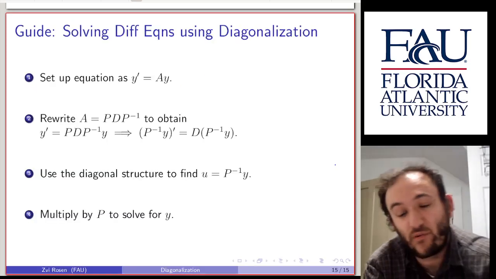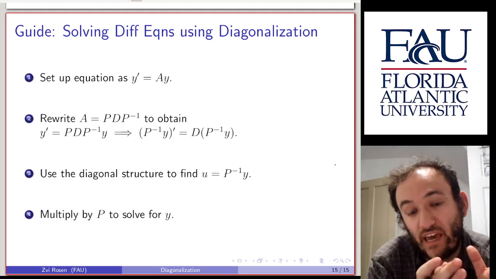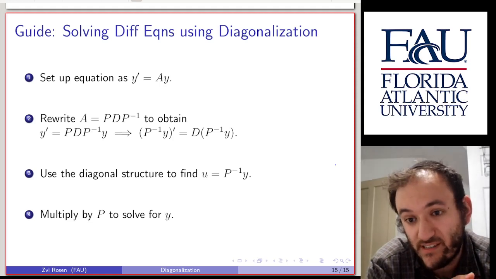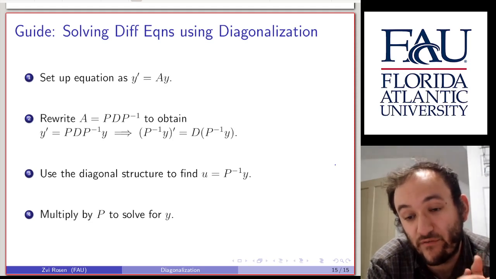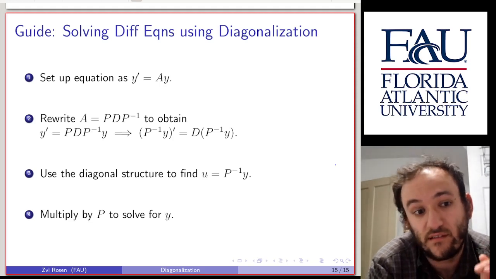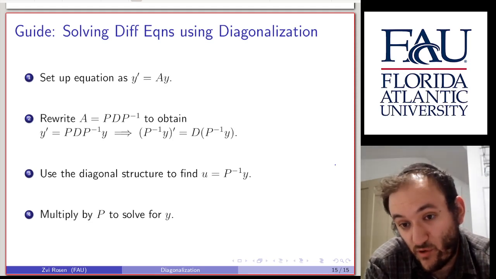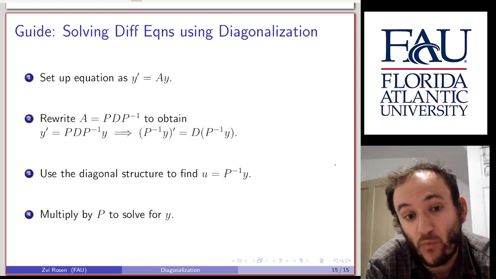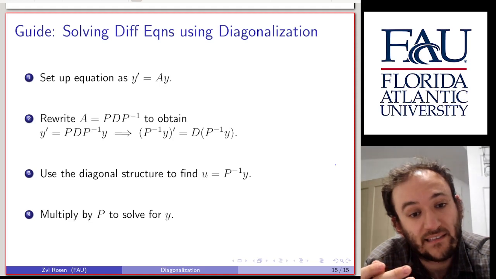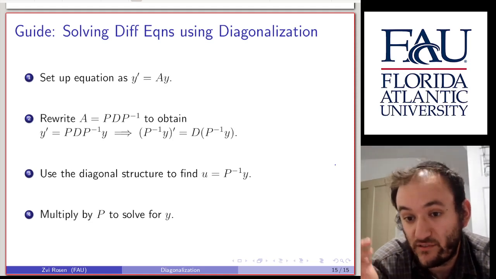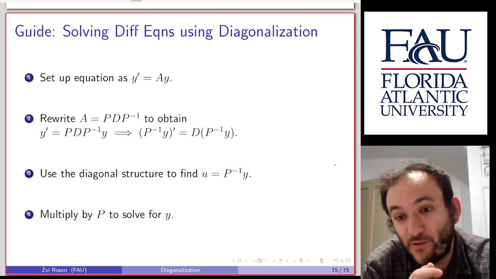So to summarize how we approach this problem, you start by having y prime equals A y, where A is a general matrix. Then you diagonalize A to obtain a new differential equation, which is (P inverse y) prime equals some diagonal matrix applied to P inverse y. Now, because you're using a diagonal matrix, you can solve for P inverse y using just exponential functions. And then you can multiply both sides by P to find your original y. And that's how to use diagonalization to solve differential equations.